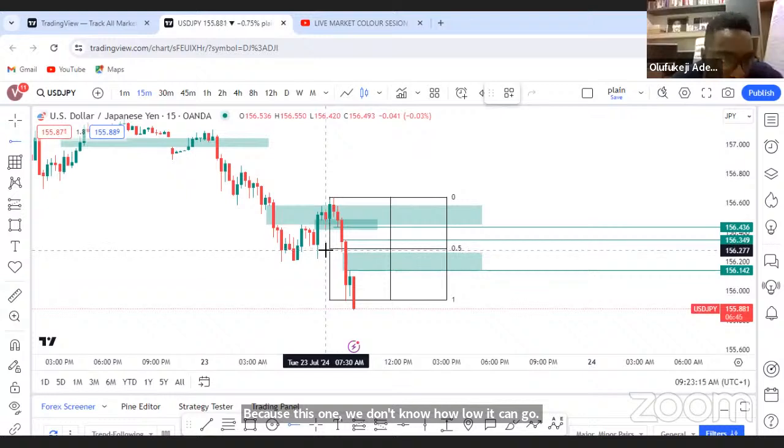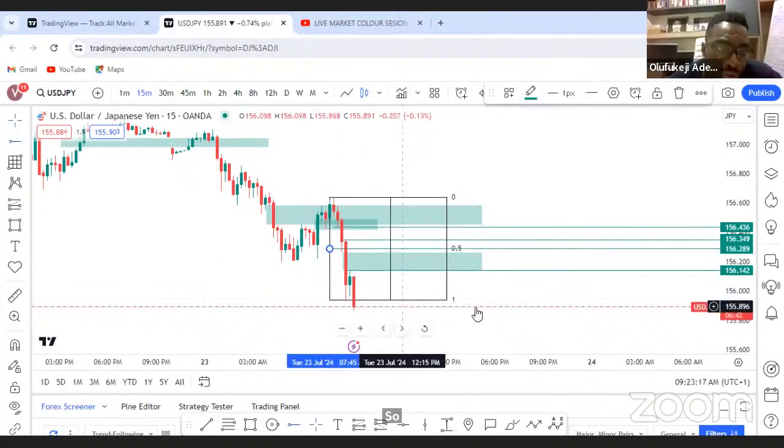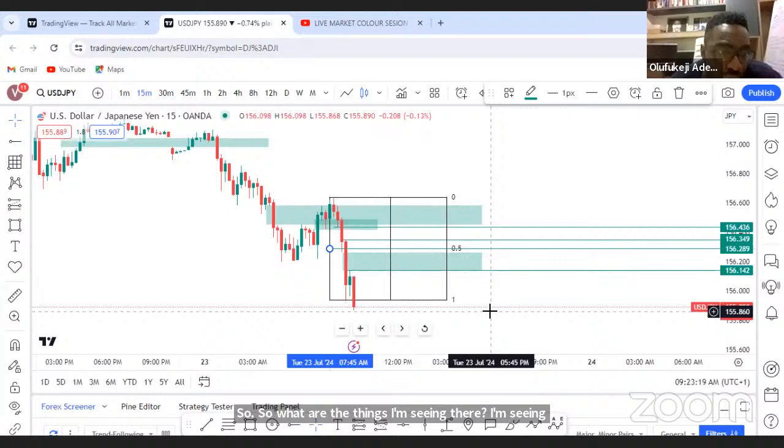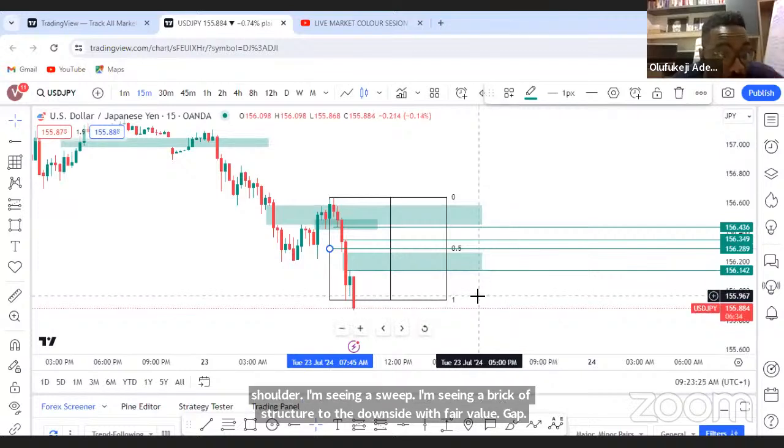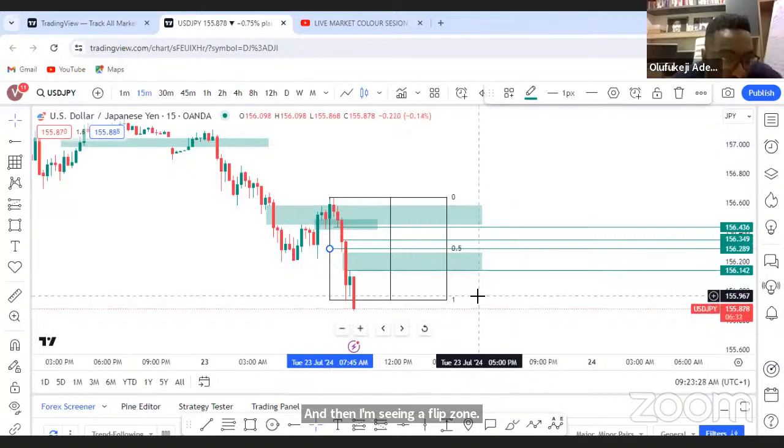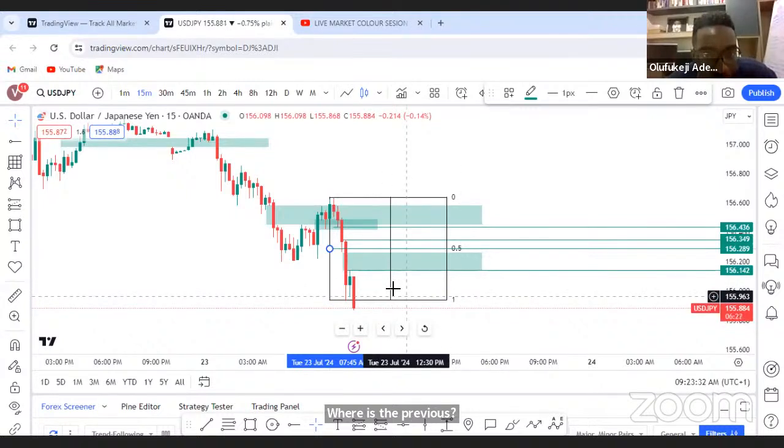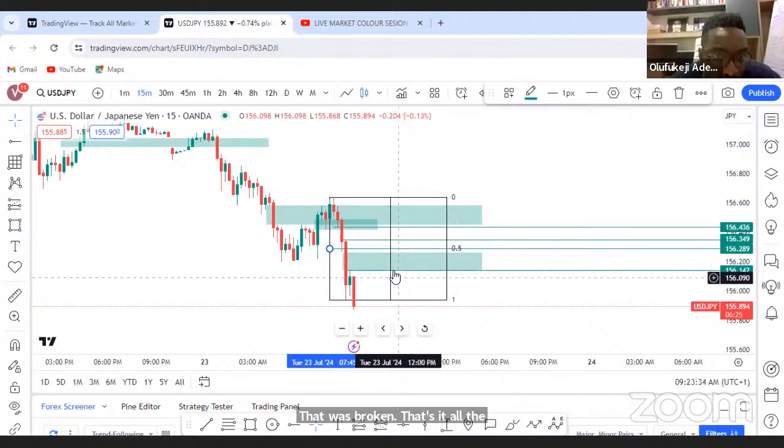I'm seeing a shoulder. I'm seeing a sweep. I'm seeing a break of structure to the downside with fair value gap. And then I'm seeing a flip zone. Where is the previous support that was broken? That's it, all the way at 156.28 levels.